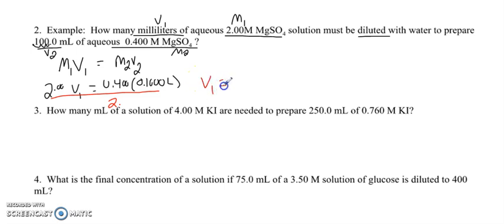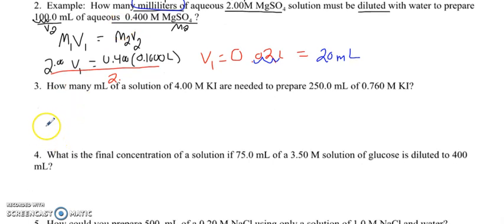So V1, I want you to pause, plug this into your calculator, and give me your answer. Okay, so let's look at your work. So you should have gotten 0.02 liters, and when you convert that back to milliliters, because that's what you were asked for, it would be 20 milliliters. So we would need 20 milliliters of that 2 molar solution to dilute it into 100 milliliters of 0.4 molar. So we have to add 80 more milliliters to it to get that desired concentration.